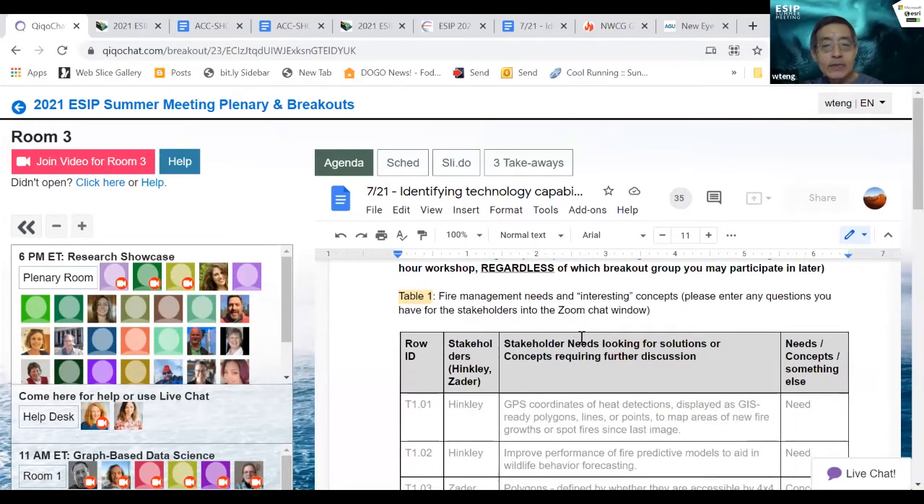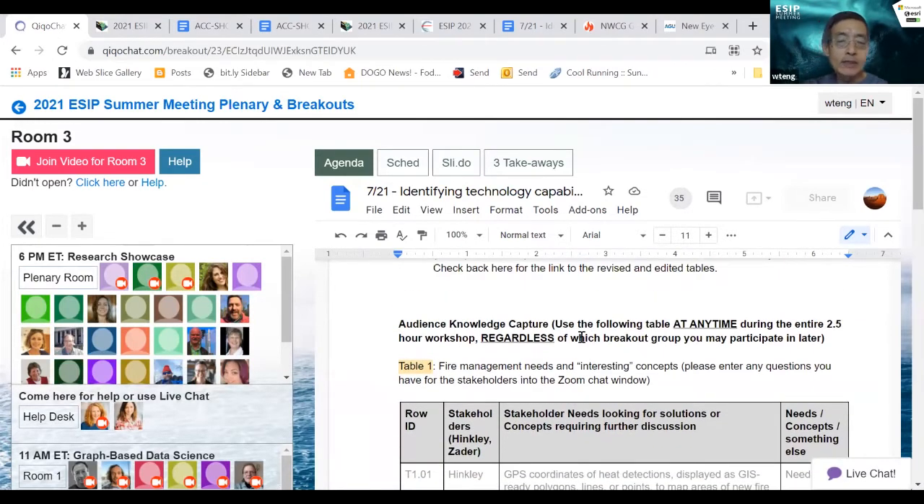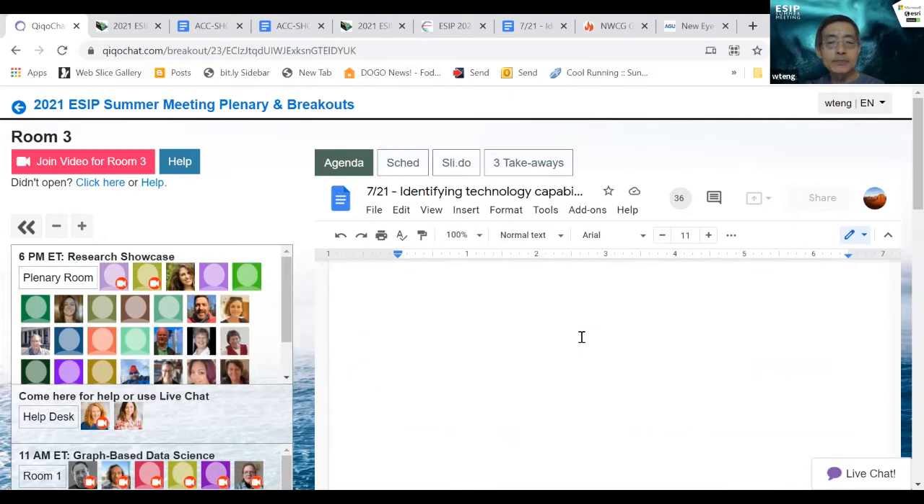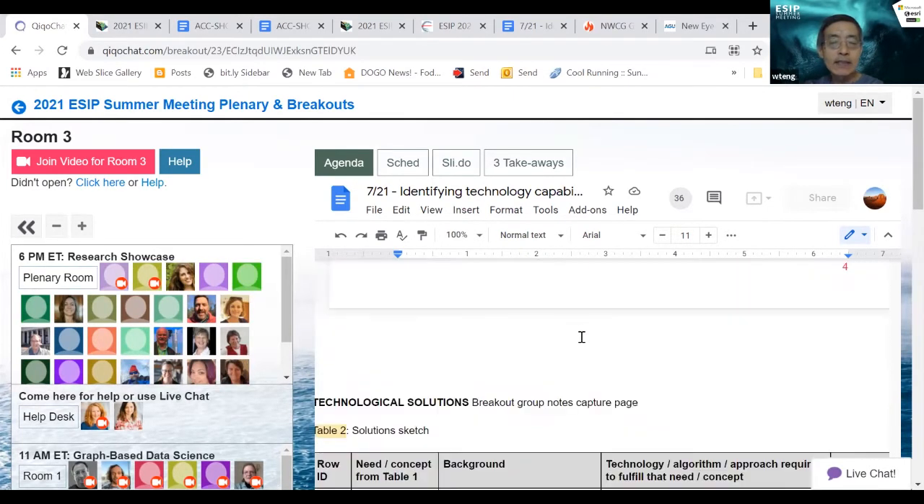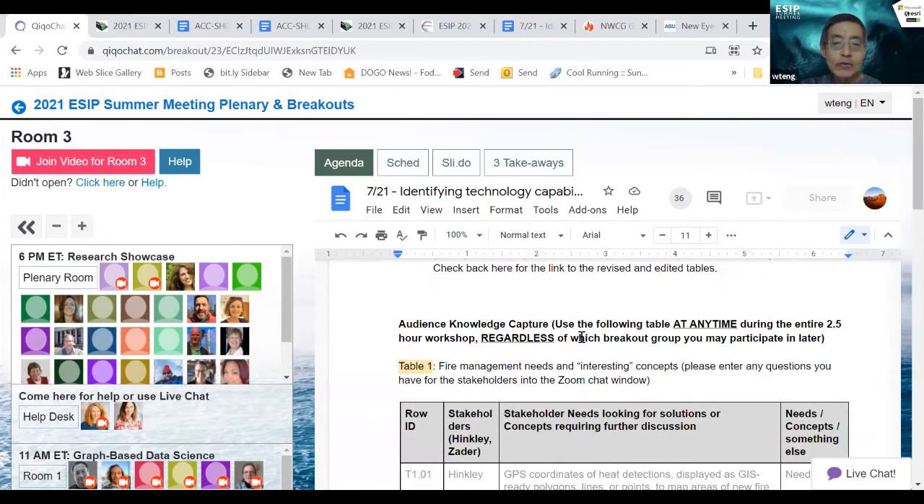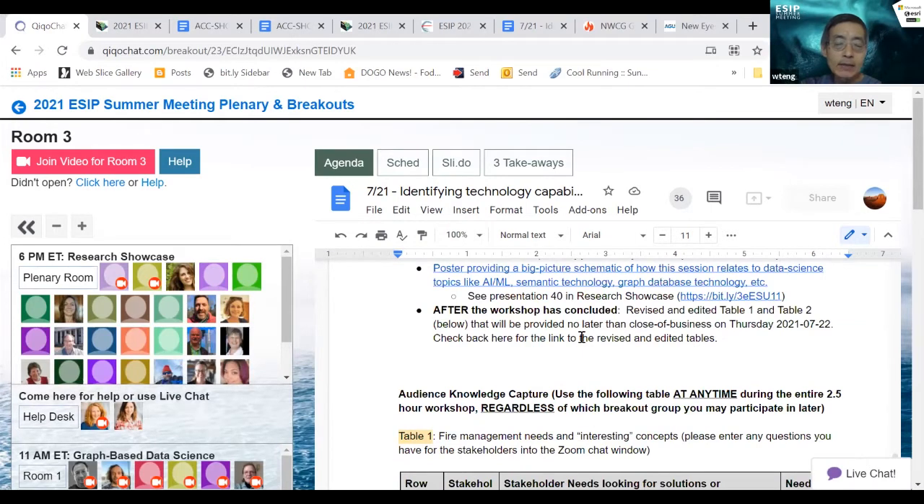And finally, and this is really important, there are two tables here under audience knowledge capture. Table 1 on the fire management needs and concepts, and table 2 on mapping the solutions. We seeded there some entries just to give you ideas of what it is that we're looking for. These two tables will be input to the breakouts, as well as serve as worksheets during the breakout. So please, we invite you to enter your ideas, anything you can think of as you listen to the talks, or any ideas that come to you anytime during this workshop.